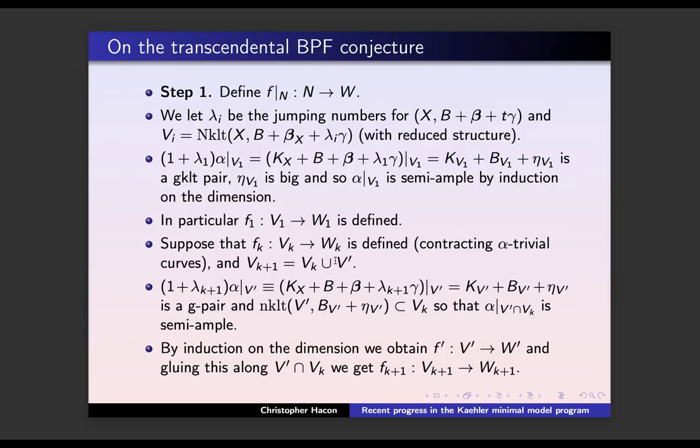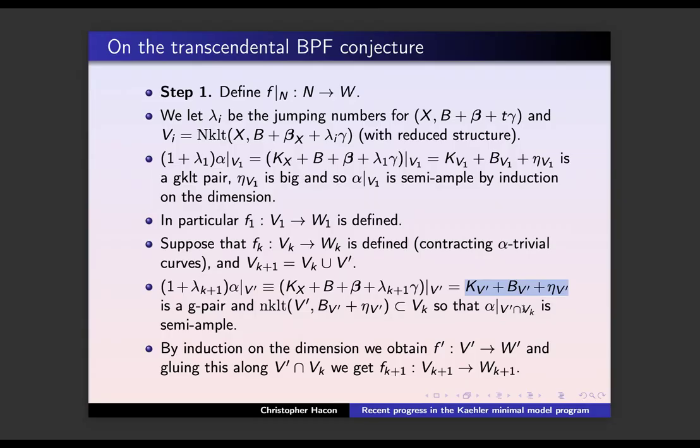Well, in this case, your pair, K_X plus B plus beta plus lambda_{k+1} gamma, will actually be log canonical at general points of V prime, so you can do adjunction along V prime, once again. You will not get a generalized KLT pair. The singularities of this pair will be concentrated on the intersection between V_k and V prime. So alpha is already defined on this intersection.